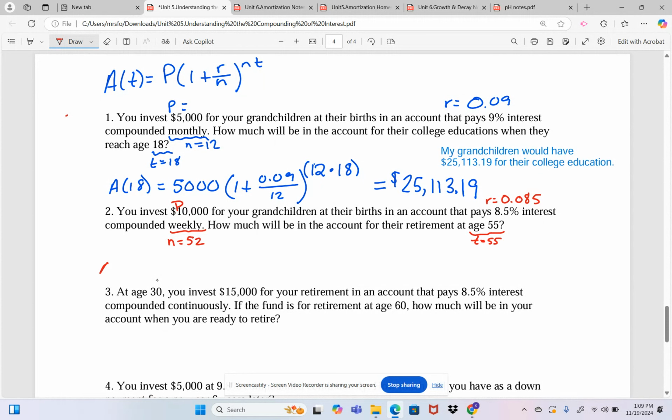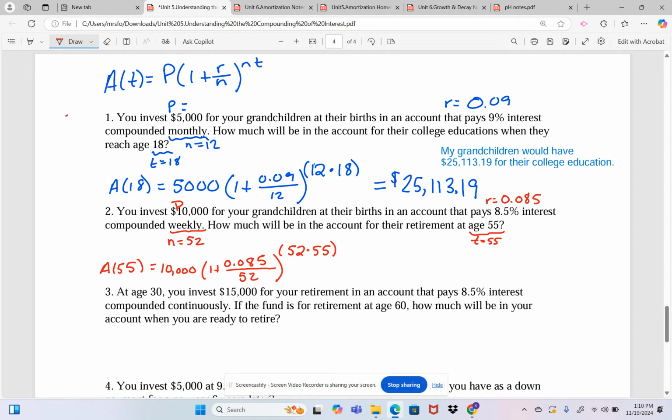Setting this up, what I will be looking for is that you can set this up. You must be able to write out the formula with your numbers in the correct place. And our time is 55 because we're not doing college.